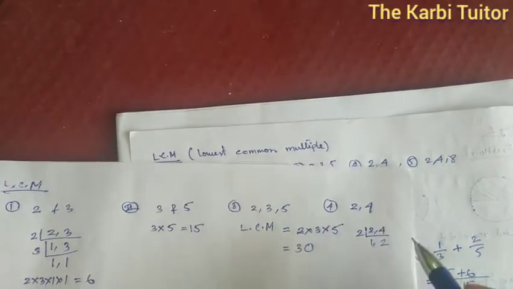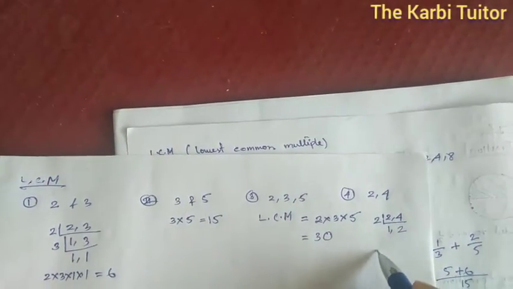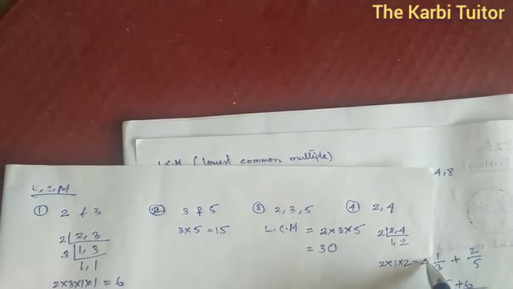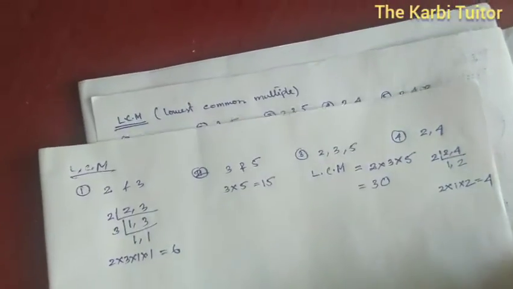So that's it. 2 is prime, that means we cannot go any further. So 2 into 1 into 2 equals 4. So LCM of 2 and 4 is 4.